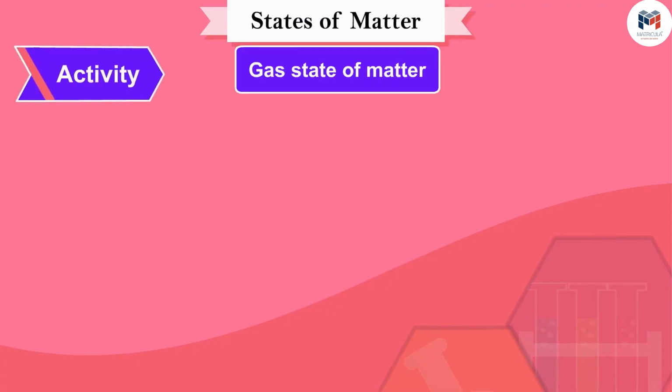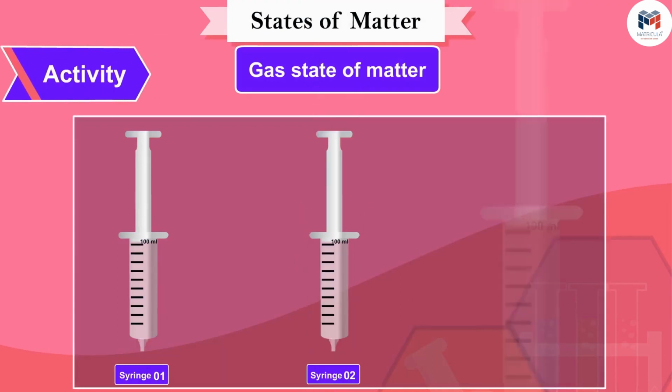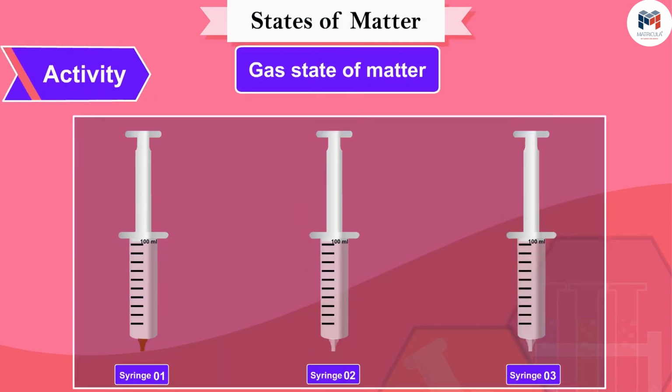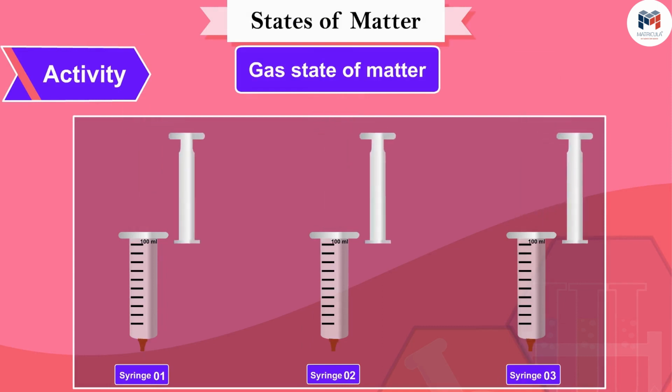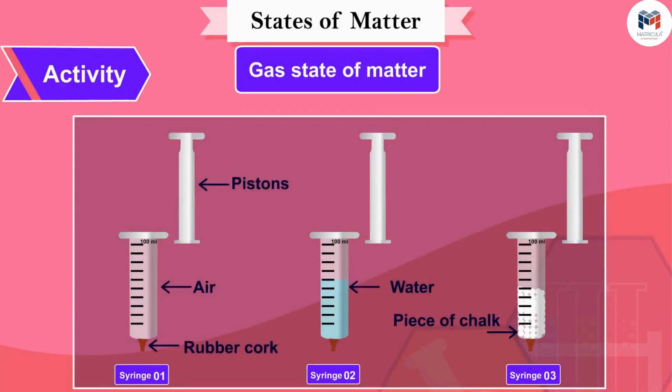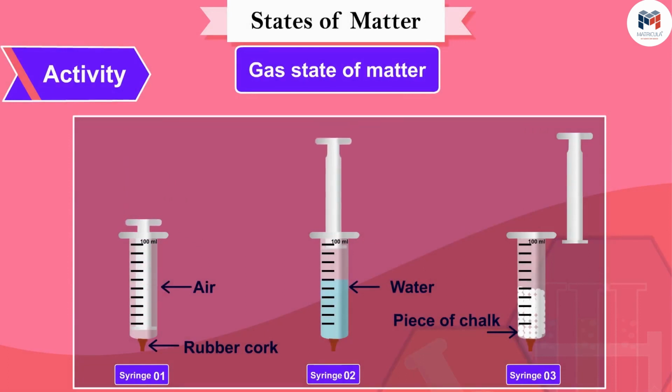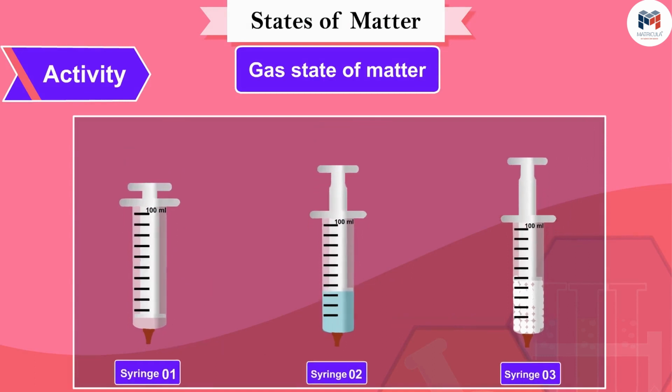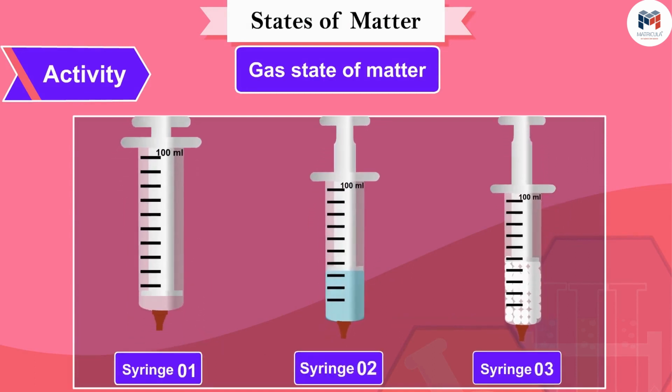Now, let's do an activity. Take 3 syringes of 100 ml and close their ends with rubber cork. Remove all the syringe pistons and now let air in the first syringe. Fill water in the second syringe and a piece of chalk in the third. Now try to compress all 3 pistons by putting them in syringes. What did you see? You can see that the first piston was the most easily suppressed.